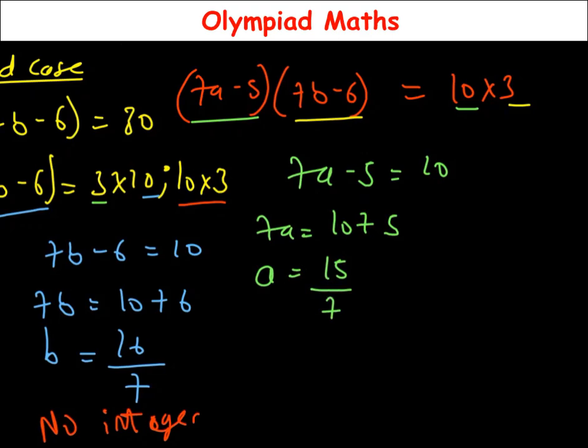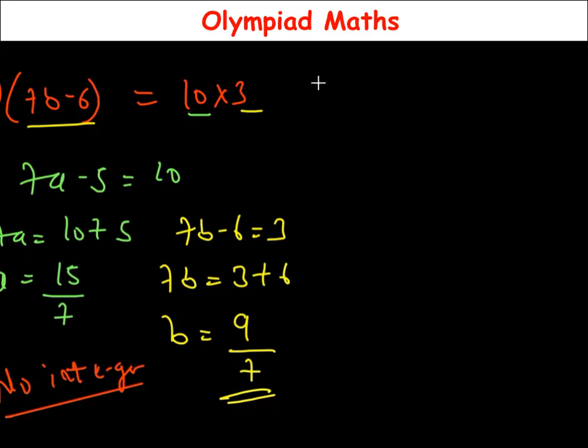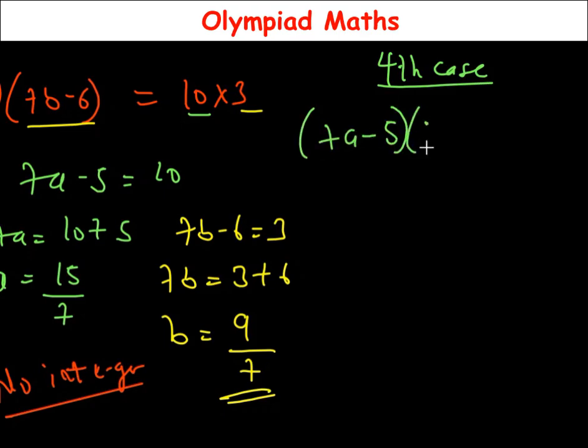For the second one, 7B − 6 = 3, 7B is equal to 3 + 6, B is equal to 9/7. So from here also, there is no integer solution for the values of A and B. Now, for the fourth case, the equation is (7A − 5)(7B − 6) = 30.